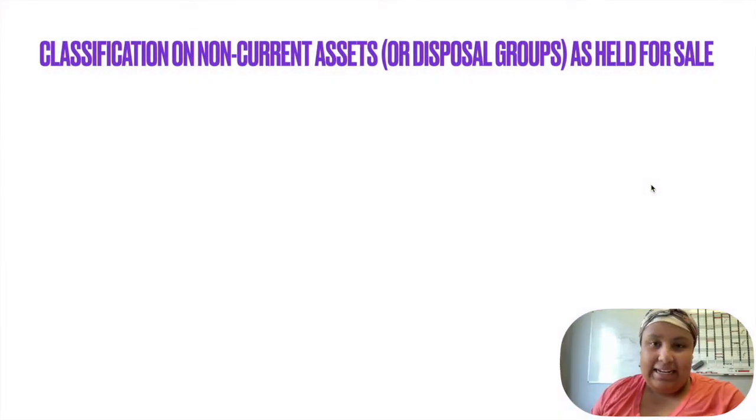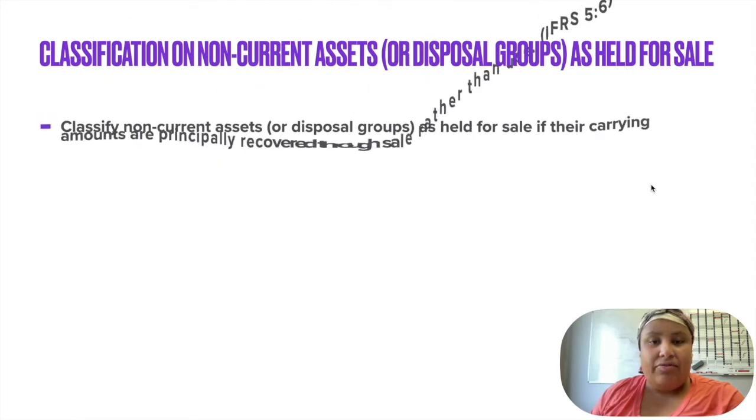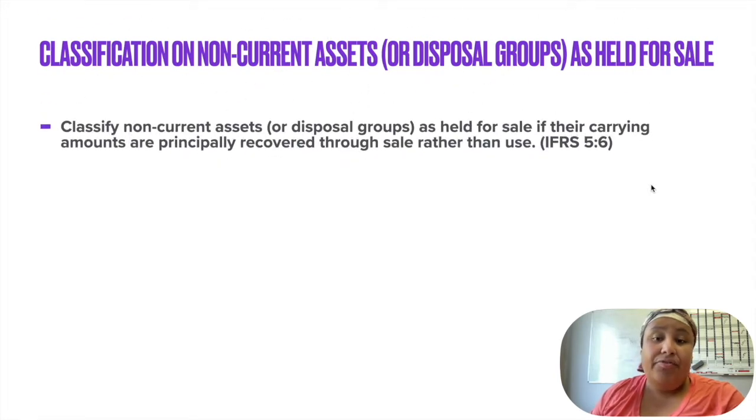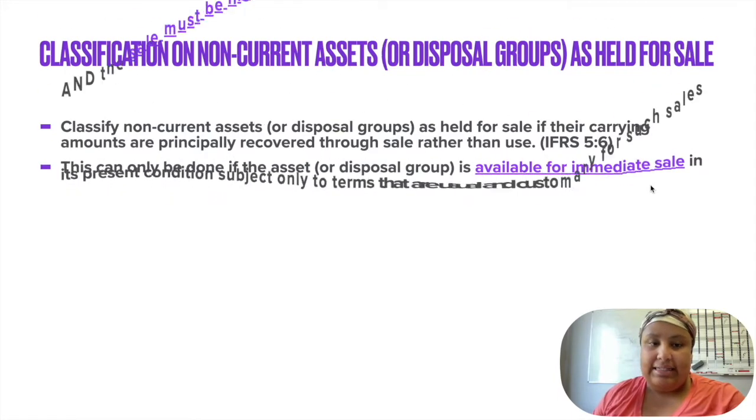So when we want to classify our non-current assets or disposal groups as held for sale, the first thing to understand is that paragraph 6 tells us that we can only do this if we expect that the carrying amounts are principally recovered through sale rather than through use. So this is quite important. And of course, we're going to stop depreciating these assets.